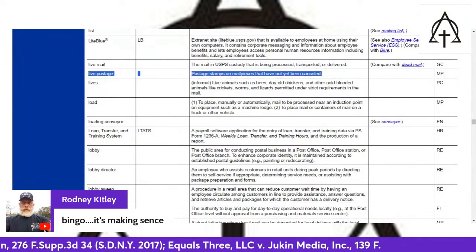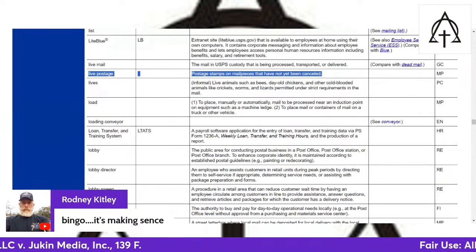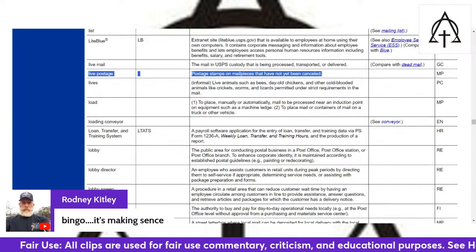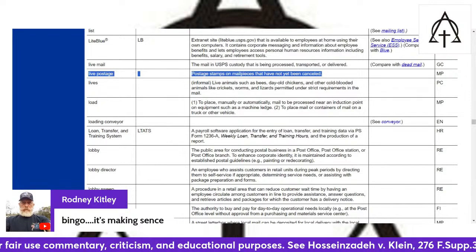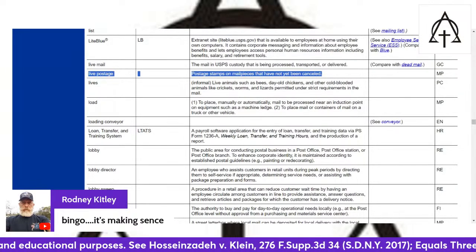Live postage. Postage stamps on mail pieces that have not yet been canceled. You know those prepaid postage indicia? The same kind of things, labels, stamps, coupons. They're all adhesive some way or another. It's like an adhesion contract.